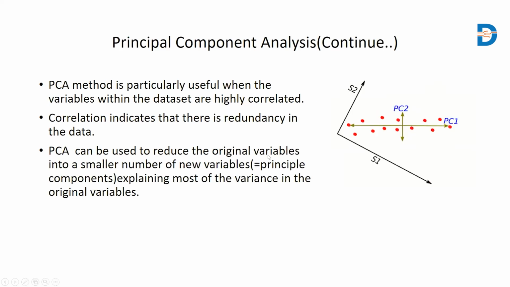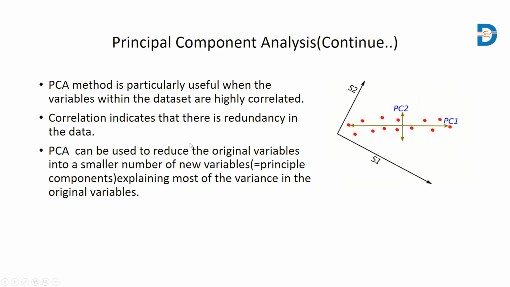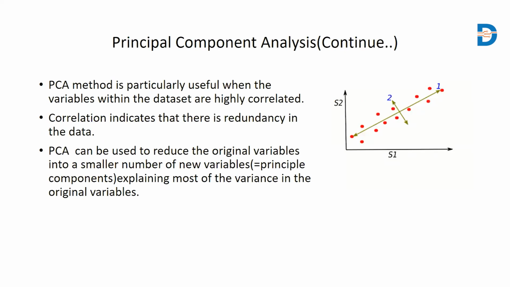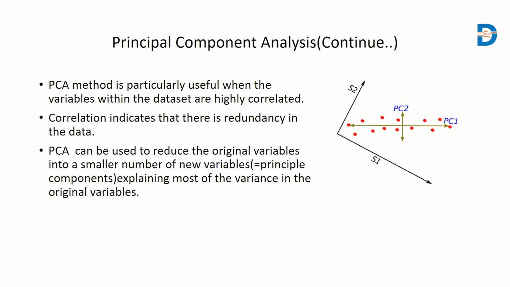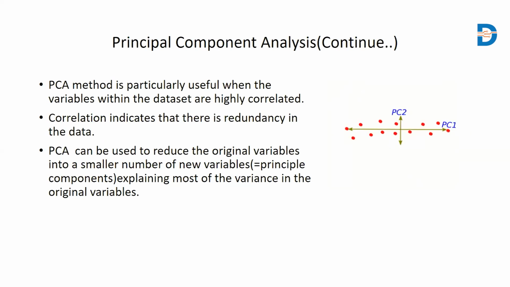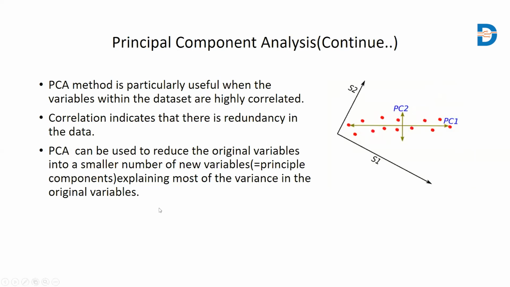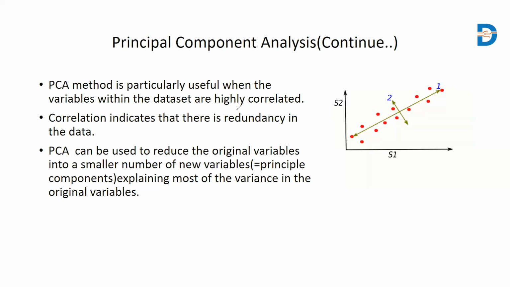Next, a continuation of principal component analysis. The PCA method is particularly useful when variables within the dataset are highly correlated. Correlation indicates that there is redundancy in the dataset. So PCA can be used to reduce the original variables into a small number of new variables, which are called principal components. This is important: principal components explain most of the variance in the original variables. If you notice the diagram here, you will get the idea of how this works.